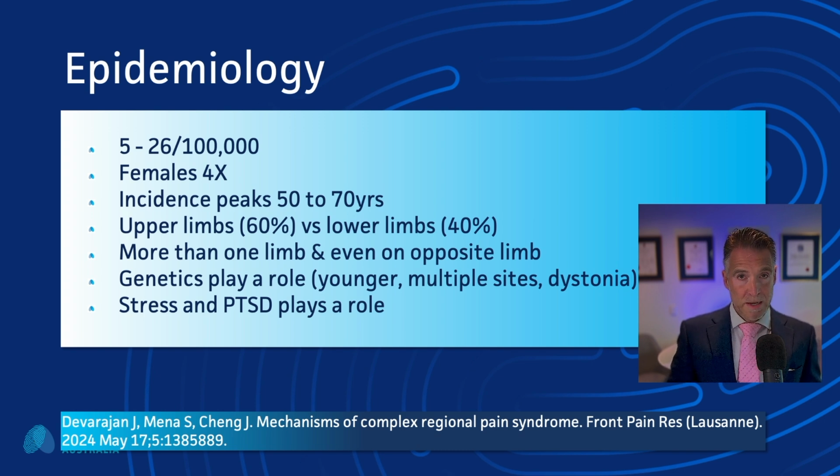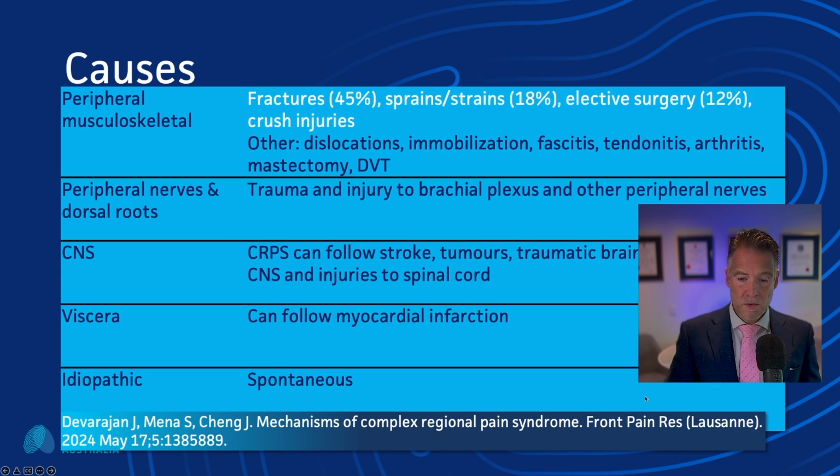Stress is important as a role in CRPS. It can, what we call, potentiate it. It can help it to linger on, make it more difficult to manage, and PTSD is also a factor in CRPS. So we actively manage post-traumatic stress disorder.